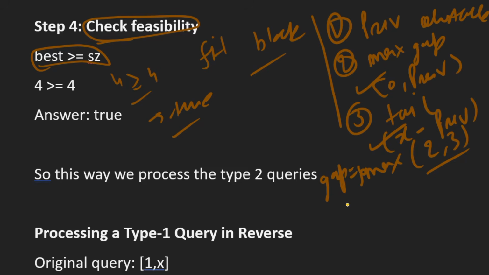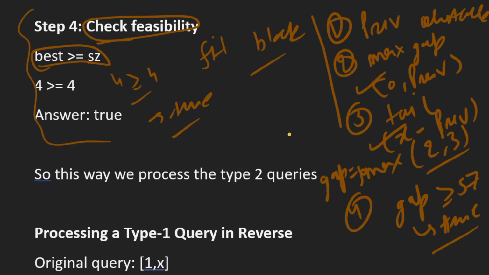And the fourth step is feasibility check. So if our gap is greater than or equal to size, then we return true, else we return false for that particular type 2 query. So these are our 4 steps for type 2 query.